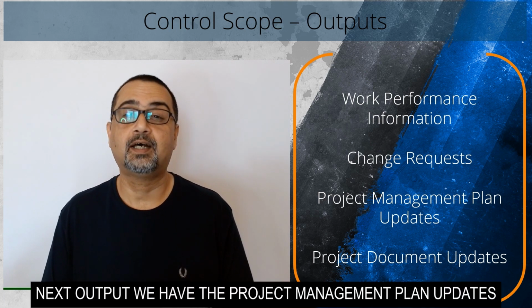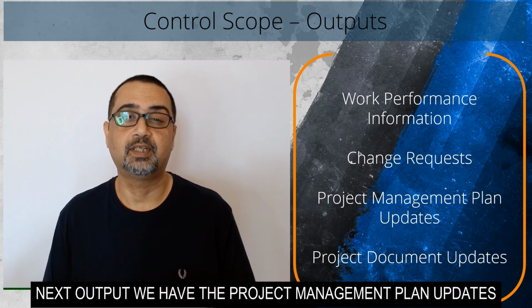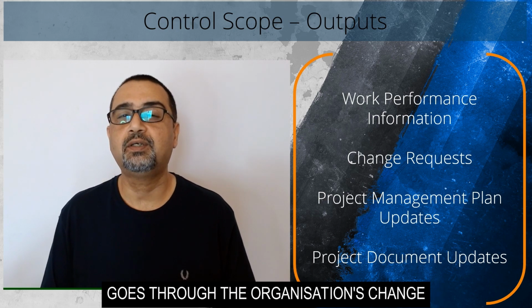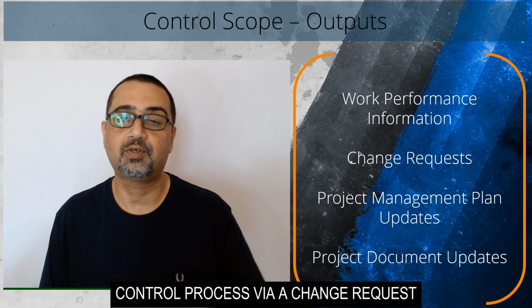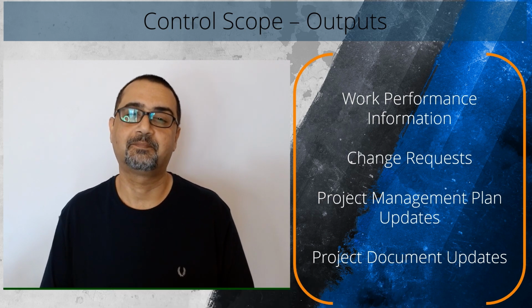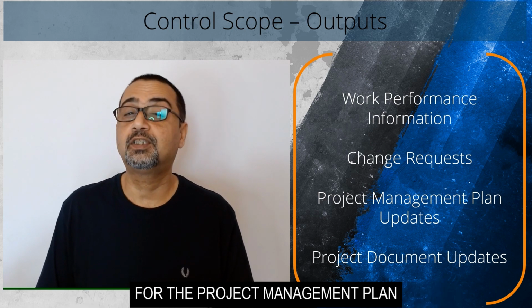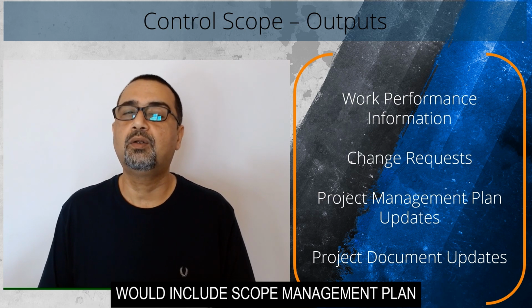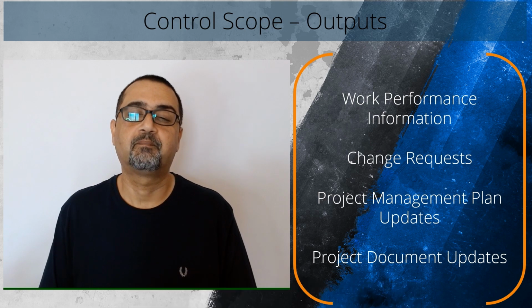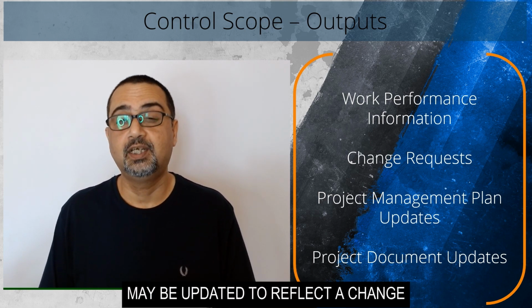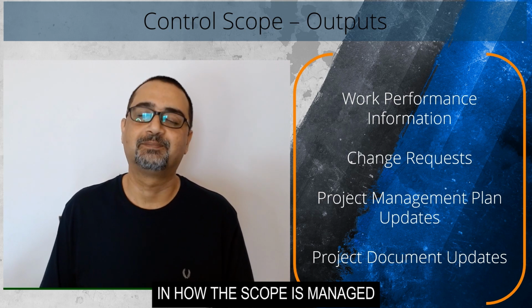Next output, we have the project management plan updates. Any change to the project management plan goes through the organization's change control process via a change request. Components that may require a change request for the project management plan would include the scope management plan. The scope management plan may be updated to reflect a change in how the scope is managed.